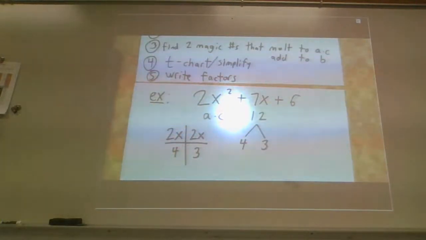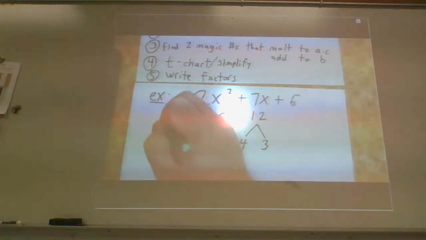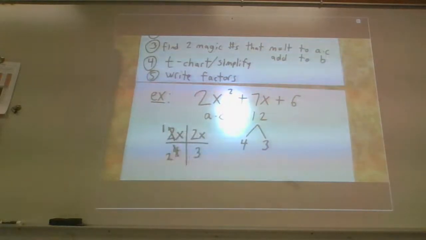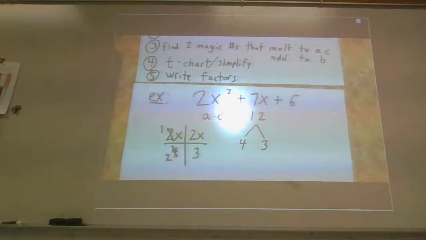It says t-chart/simplify. And when you simplify, you are going to be simplifying a fraction. In this case, the fraction 2 over 4 simply reduces to 1 over 2. And that's literally what I'm going to do. I'm going to simplify them to make them a 1 over 2. The other fraction, you should check as well. The fraction 2 over 3. Oh, snap. 2 over 3 doesn't simplify. Then leave it. If it doesn't simplify, then leave it.